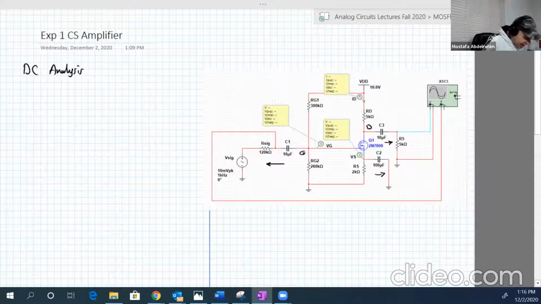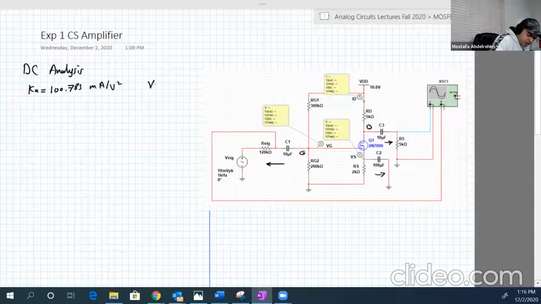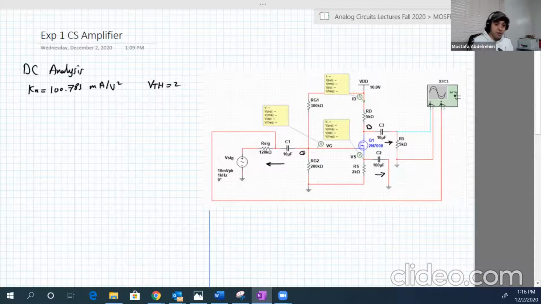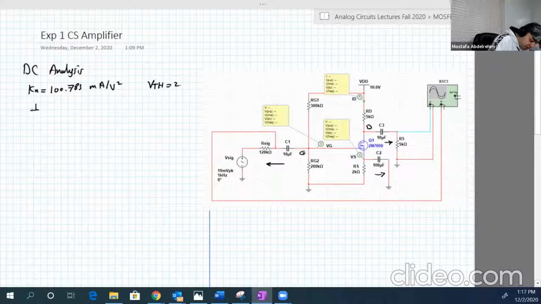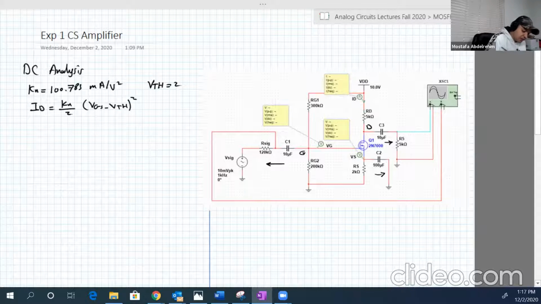This transistor has Kn equal to 100.783 milliampere per volt squared, and V threshold equal to 2. This is very important in order to conduct the DC analysis. So first, we need to know ID and VGS. We will assume it's in saturation. It will be saturation eventually, but let's assume it. So ID equals Kn over 2 times (VGS minus V threshold) squared.